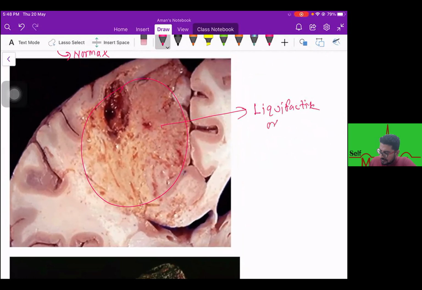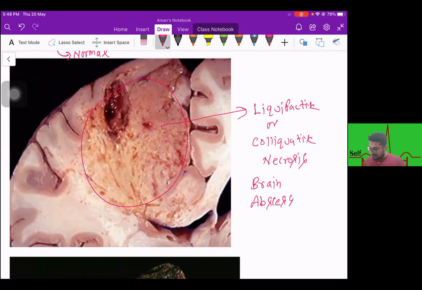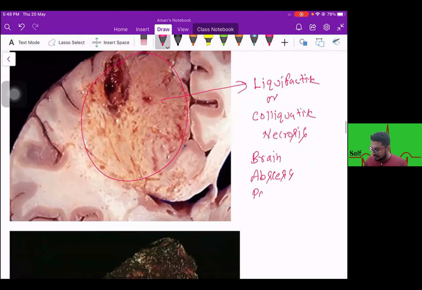Liquefactive necrosis. The other name for this will be colliquative necrosis. This is classically seen in your brain. Other places you will see this: you can see this in abscess, and in the parenchyma of the pancreas.